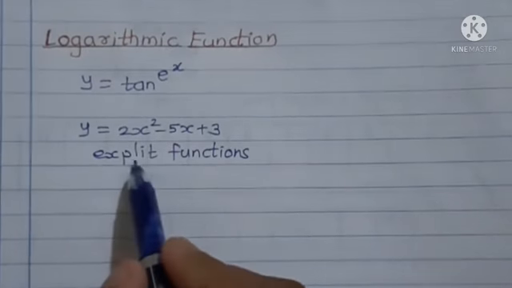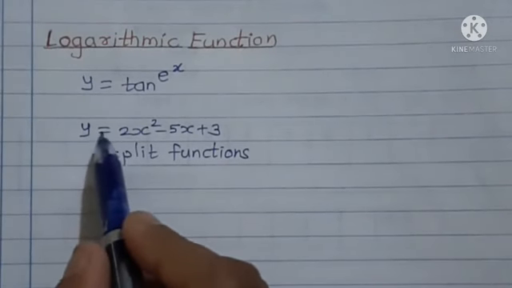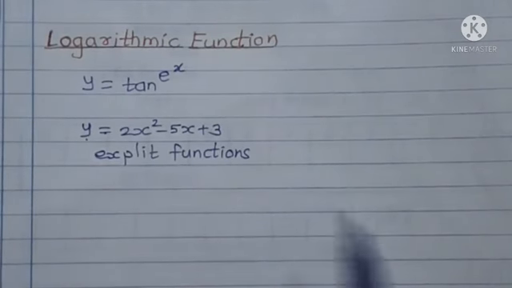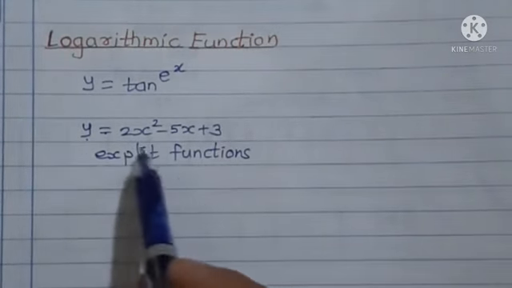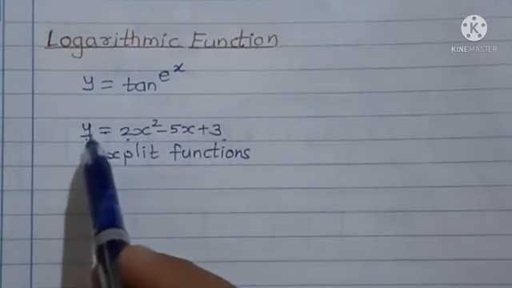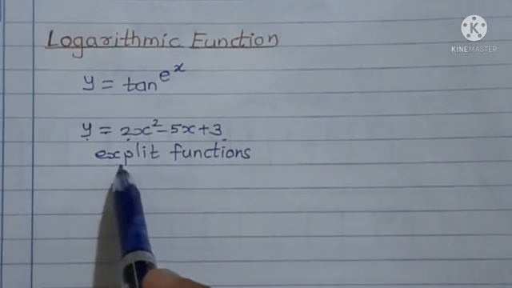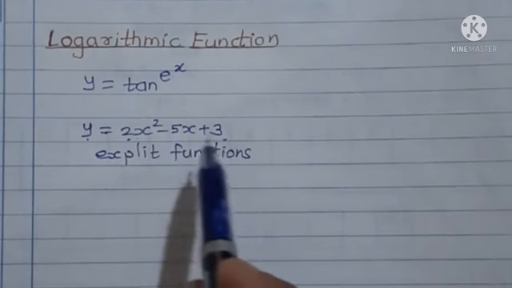What is meant by explicit functions? Here on the LHS there is only y and on the RHS there are terms in x. So x and y are separated here, so it is called an explicit function.